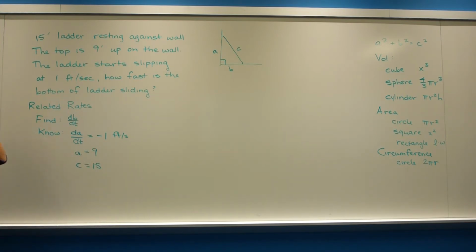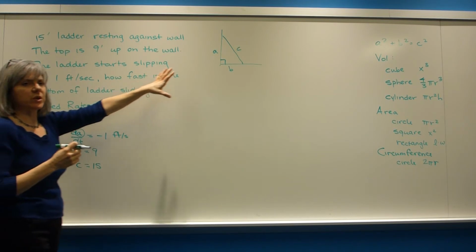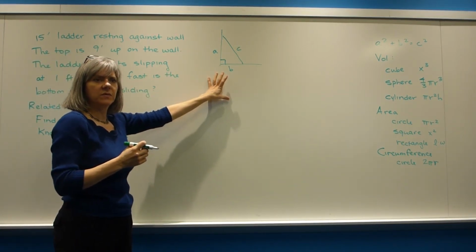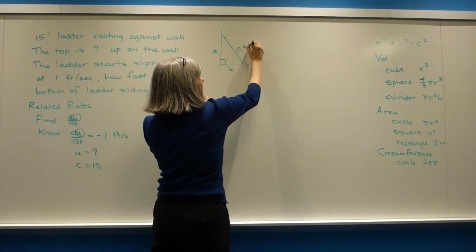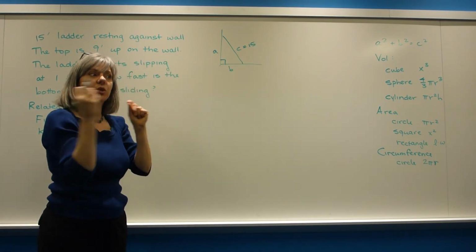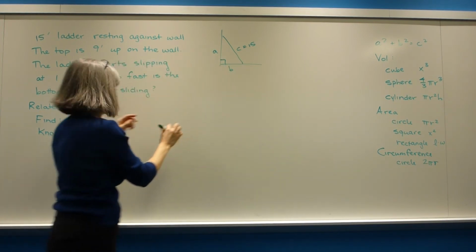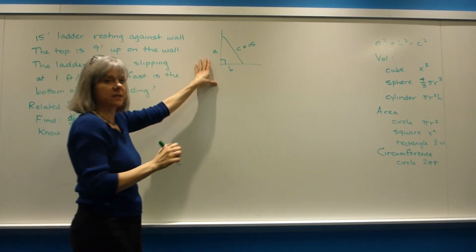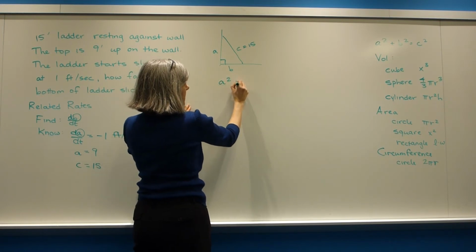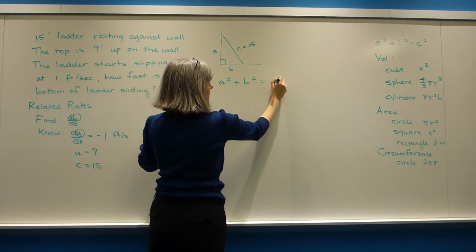Okay, so I've listed everything, I've got a good picture. So now I need to relate these. I'm only relating the quantities that change. So is there anything on this picture that does not change? C. C is always 15. That means I can use it. If it does not change, use the number now. So the point is now I'm trying to connect A and B. So how do I connect A and B? A squared plus B squared equals 15 squared.